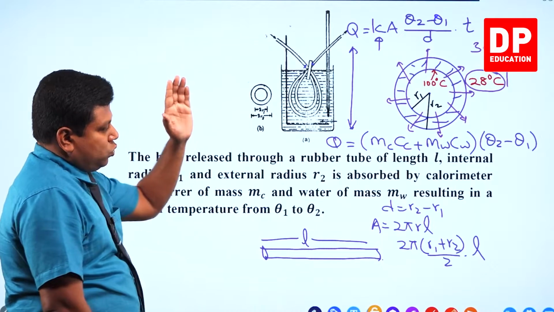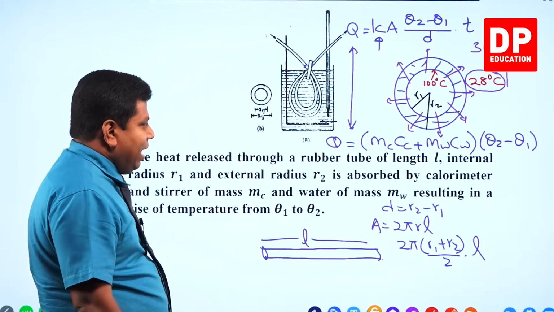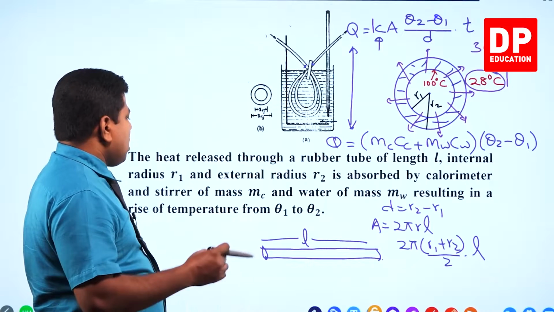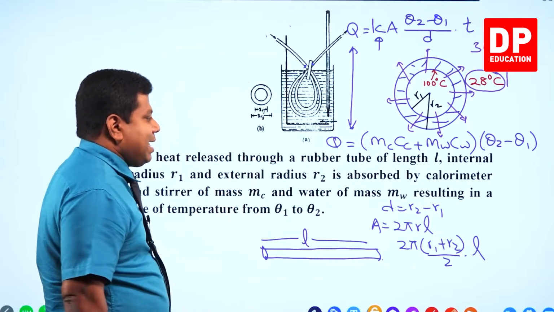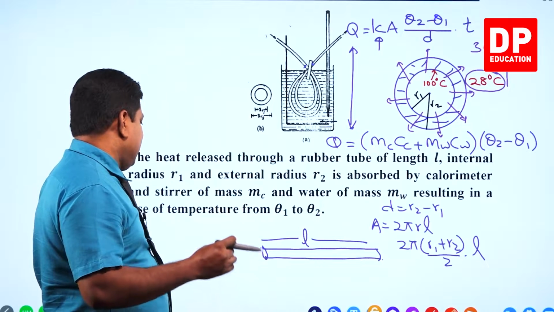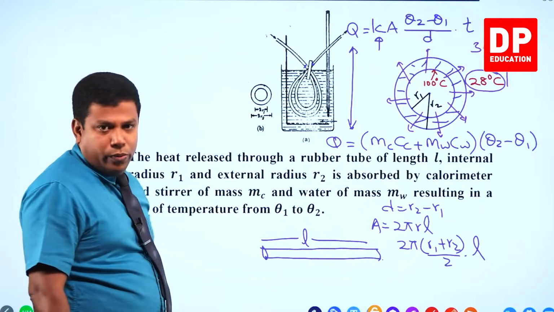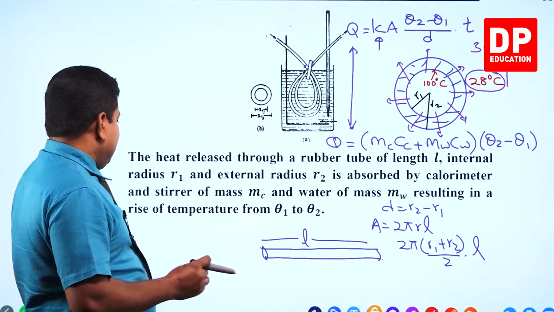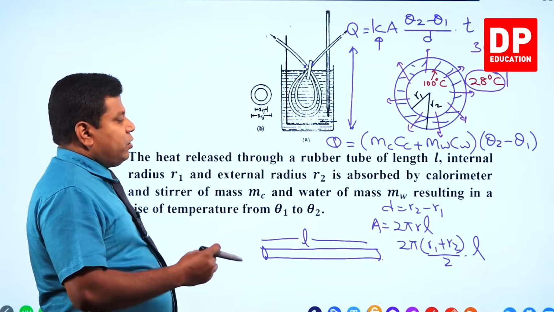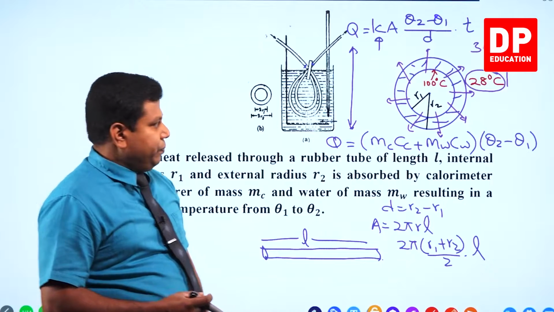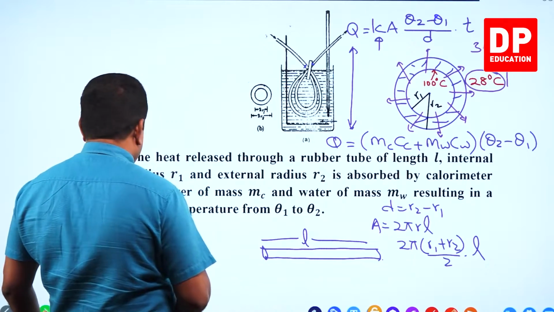The heat released through a rubber tube of length L, internal radius R1 and external radius R2 is absorbed by calorimeter and stirrer of mass MC and water of mass MW, resulting in a rise of temperature from theta 1 to theta 2. Clear? So see, I am writing the formulae again.